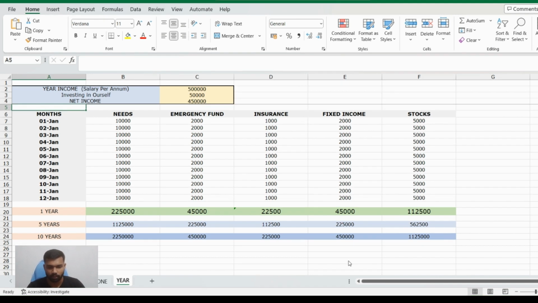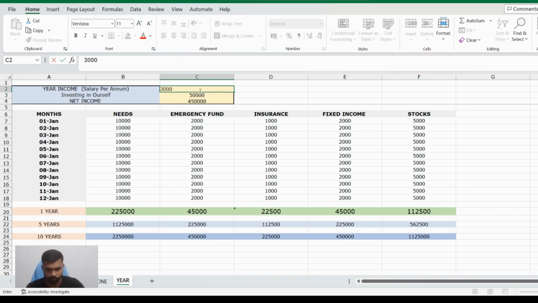Okay, now in this section, we have the one year income calculation. In this, we have 5 lakhs per annum. Let me just reduce it to 3 lakhs for a normal calculation. I chose 3 lakh because 3 lakh will be an average annual salary for many people. So if we earn 3 lakhs, then 10 percent of that money is 30,000. We are investing that in ourselves, and the remainder is our net income.